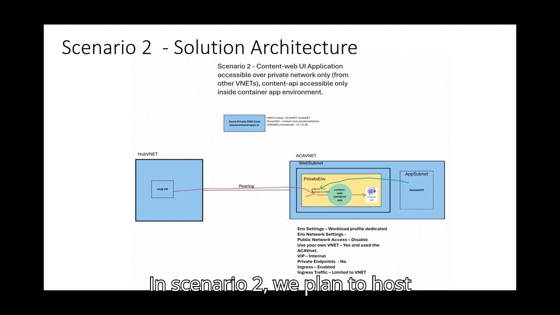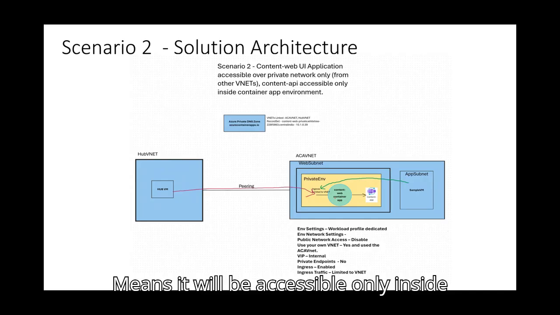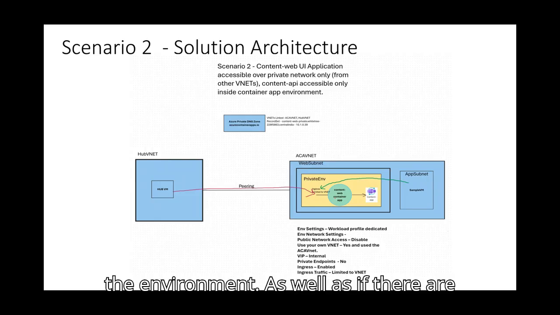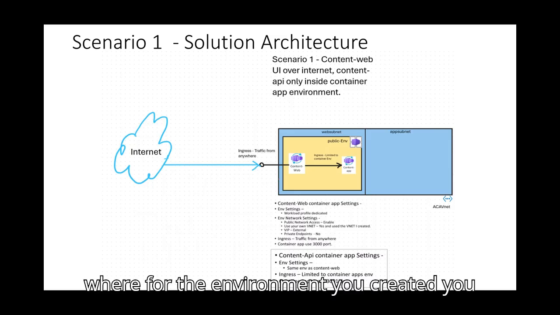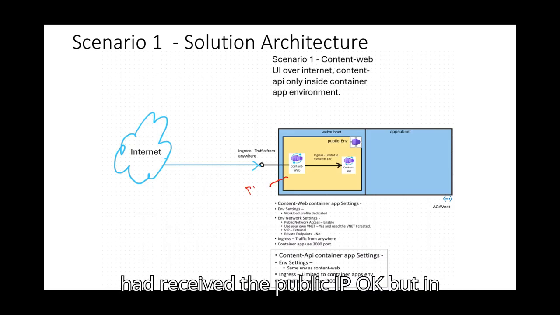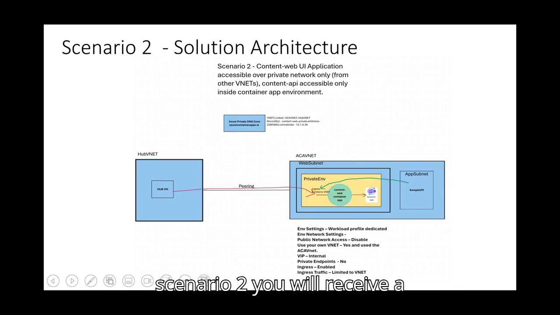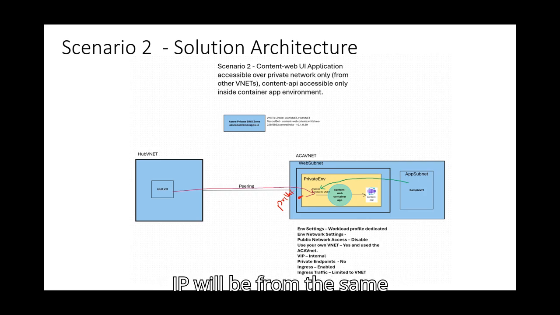In scenario 2, we plan to host content web over a private network only. This means it will be accessible only inside of the same VNet in which we have created the environment, as well as if there are any other VNets which are paired with this VNet. Unlike scenario one, where for the environment you created you had received the public IP, in scenario two you will receive a private IP. And this private IP will be from the same subnet in which we are creating our private environment.